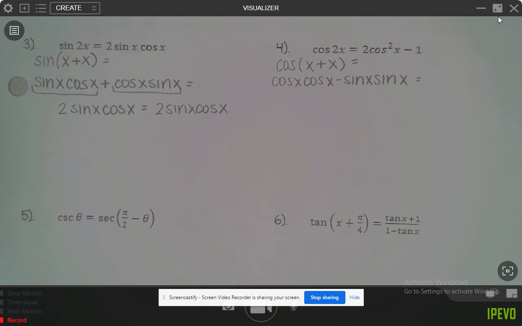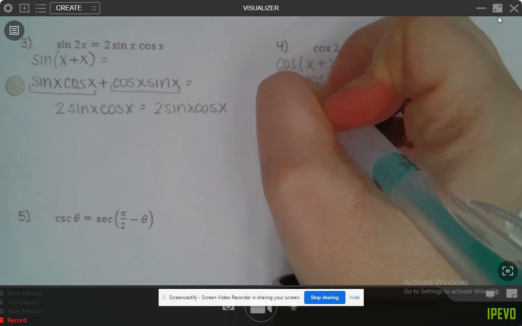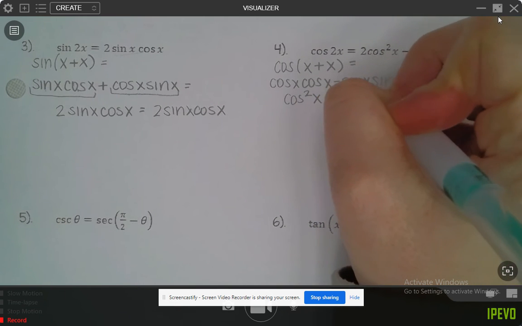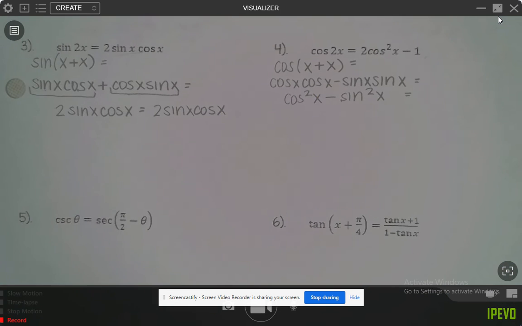Agree or disagree? Yeah? Okay. We have cosine of x times the cosine of x. If I asked you, what's x times x? What's that the same as? X squared, right? So what's the cosine of x times the cosine of x the same as? Cosine squared. So this is the cosine squared of x minus sine squared of x. But what do I have on the left side that I need to get rid of? I need to get rid of sine squared, right?